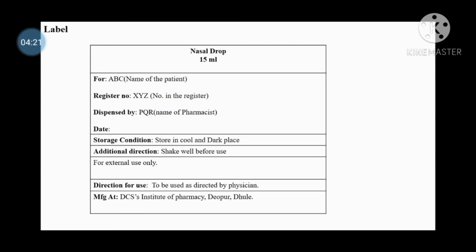Then the label of this experiment: nasal drop 15 ml for, that is name of patient. Then register number, that is number in the register. Dispensed by, that is name of pharmacist. Then date, that is date of manufacturing. Storage condition of this nasal drop: store in a cool and dark place. Additional direction: shake well before use. Special direction: for external use only. Direction for use: to be used as directed by physician, and manufactured at DCS Institute of Pharmacy, Devpur, Dhude. Now we will start the procedure of this experiment.